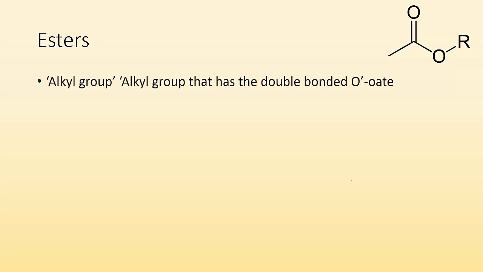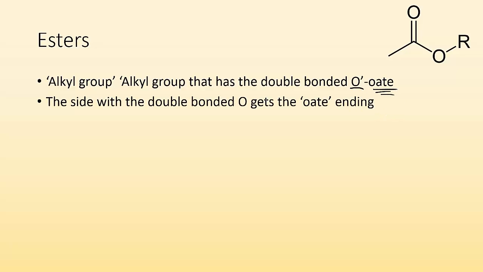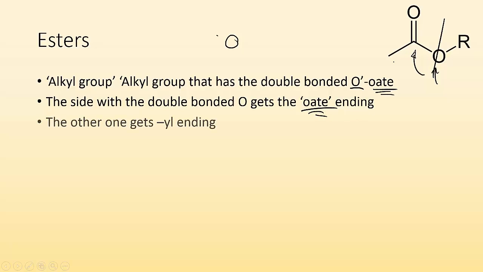It can be the trickiest. Basically, it looks like you got an alkyl group, and then it looks like an alkyl group that has a double bonded O on it is going to get the oate ending. So the side with the double bond O gets the oate ending. That's how I remember it, because the O, like this oxygen right here, splits it into like 2 chains, and the side that gets the double bond O gets the oate ending. That's how I remember it. And the other one gets a yl ending, so like methyl, ethyl, etc. So methyl butanoate will be like how you name it. So the alkyl group goes first, and then it ends in whatever the oate part is.